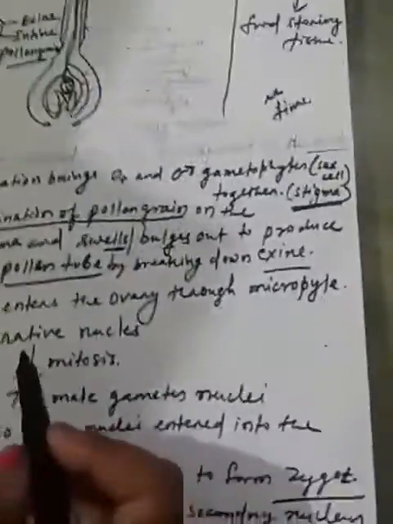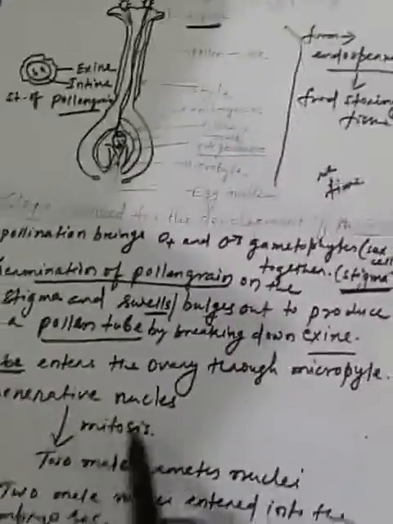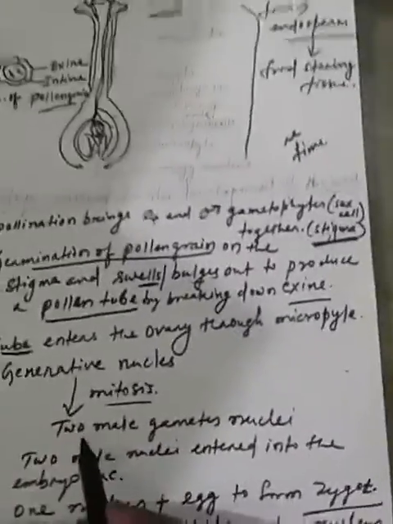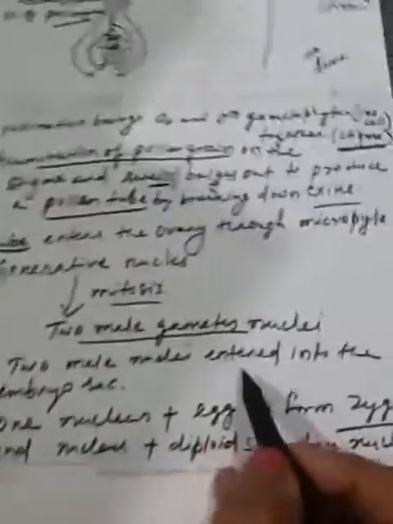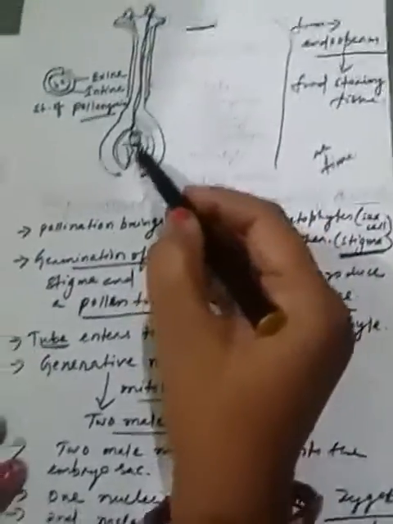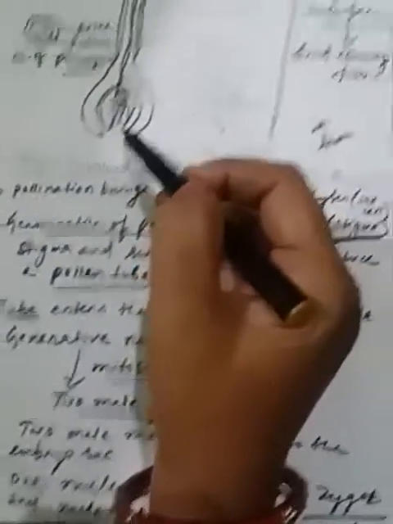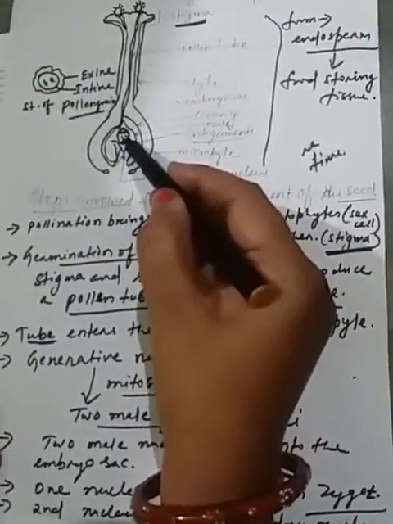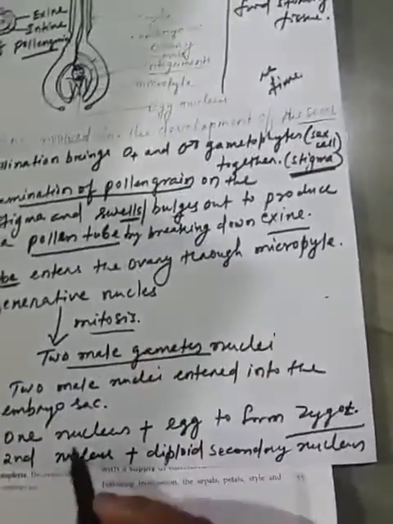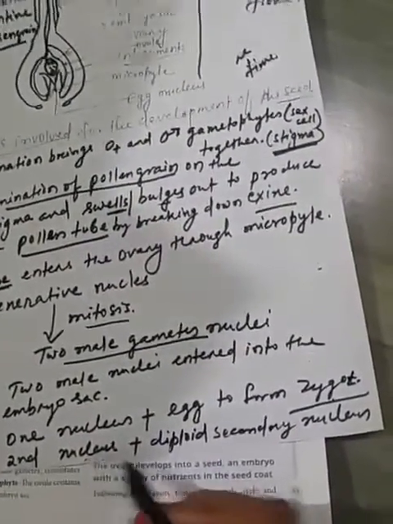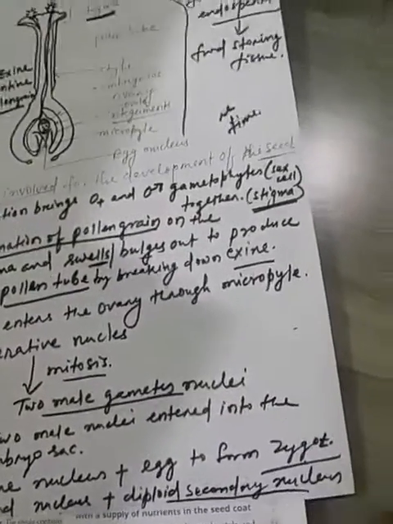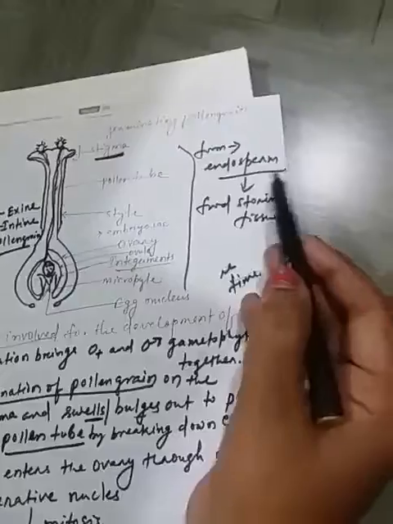When the pollen tube enters the embryonic sac, the generative nucleus undergoes mitosis and produces two male gametes or two nuclei. So these two male nuclei enter the embryonic sac. Now one nucleus fuses with the egg to form the zygote, and the second nucleus fuses with the diploid secondary nucleus and forms the endosperm. So what is the endosperm?